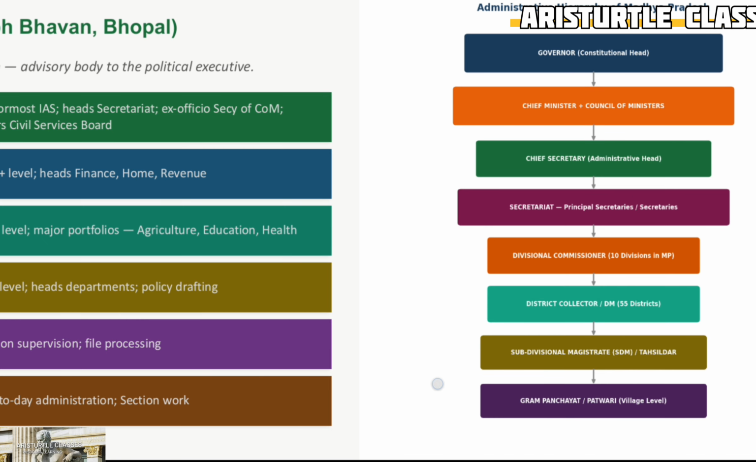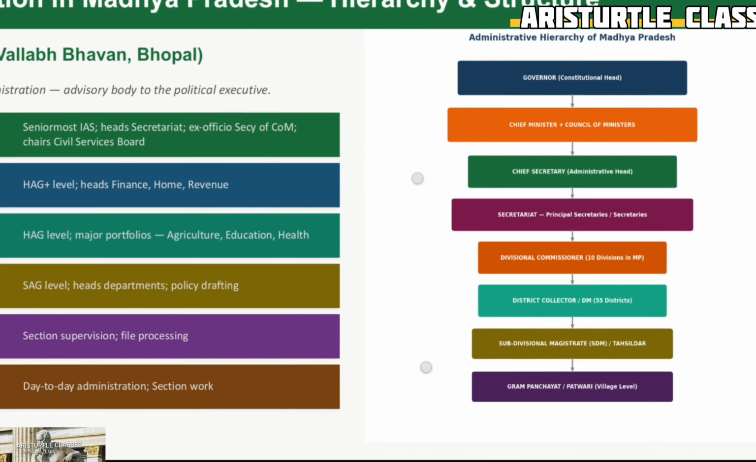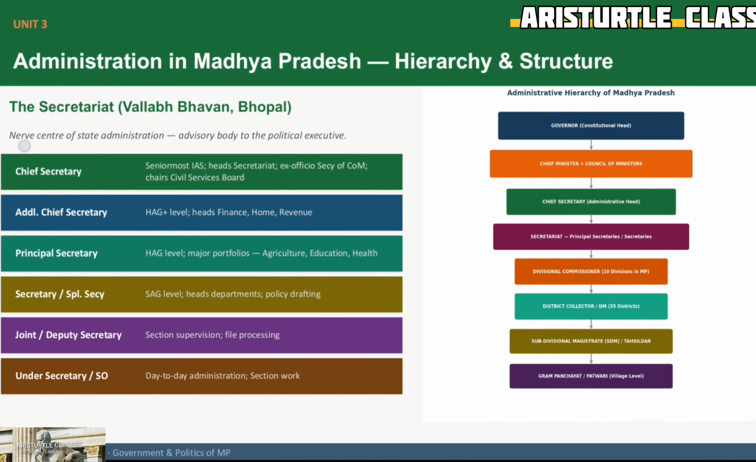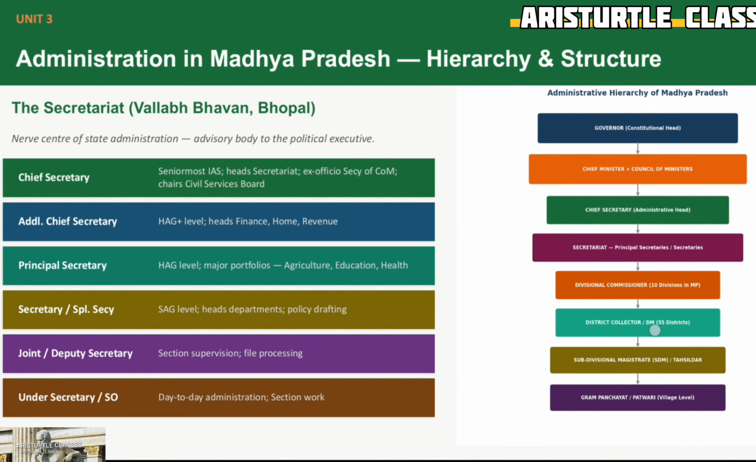Then we have district collectors, then we have SDMs and tehsildars, and then we have gram panchayat and patwaris at the grassroots level. So, talking about bureaucracy, we have the chief secretary at the top who aids and advises the Vidhan Sabha and the chief minister, also CM, for the administrative decisions.